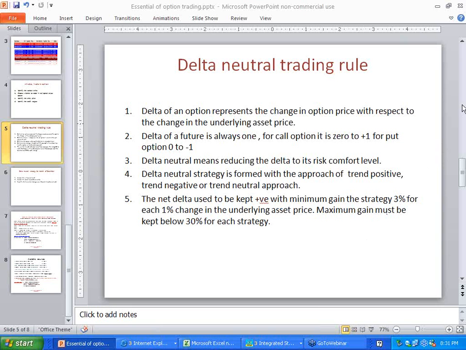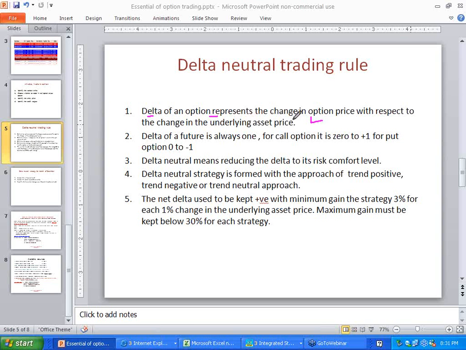So I will demonstrate one. After this demonstration, you may get a clearer picture of the tool. Here, we are going to do delta neutral trading. So what does delta neutral mean? First we have to understand delta.